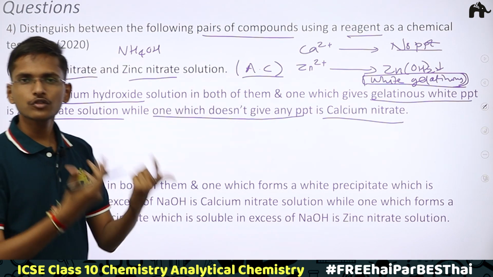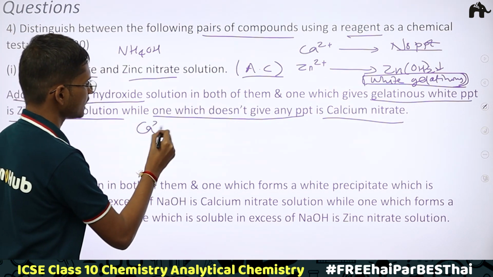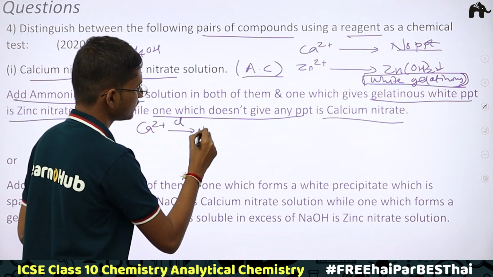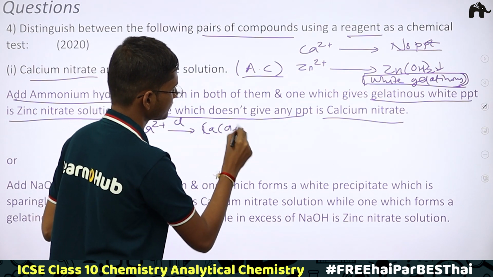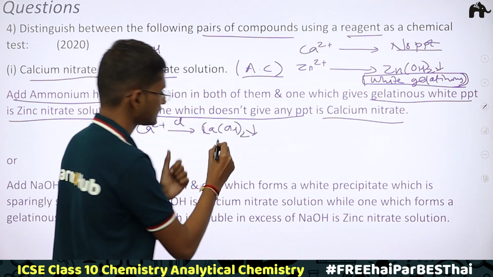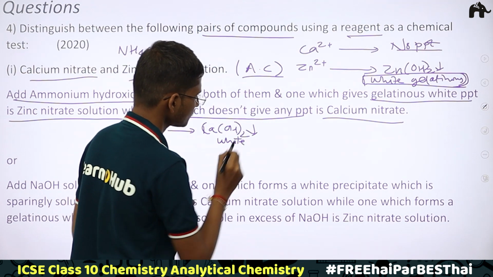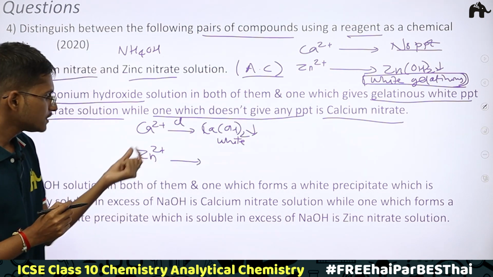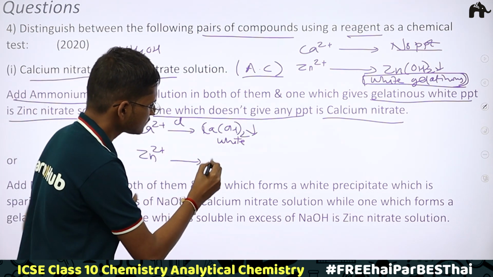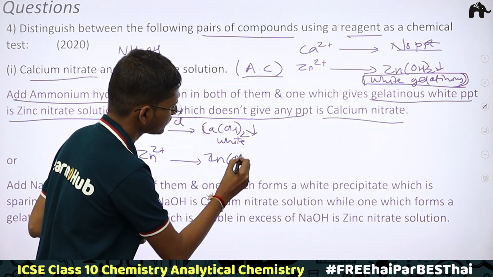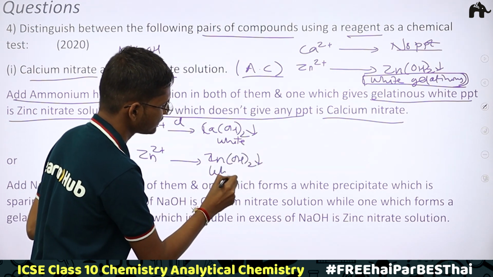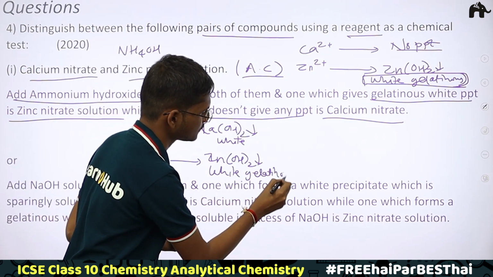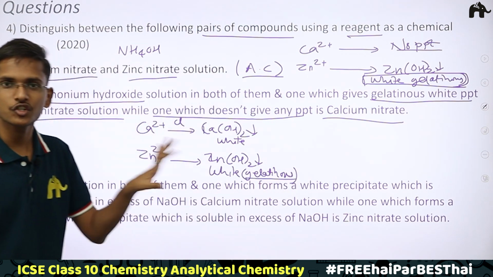So first of all, let's see the action of sodium hydroxide on these two salts. With the calcium salts, sodium hydroxide, yes, they form precipitate. When we are adding drop by drop, they form calcium hydroxide precipitate. Now this precipitate is white in color, we know. And when we are adding NaOH drop by drop in zinc salt solutions, it also gives us zinc hydroxide precipitate. This precipitate is also white in color, but it is gelatinous. We know zinc hydroxide precipitates are white, but they are gelatinous in nature.